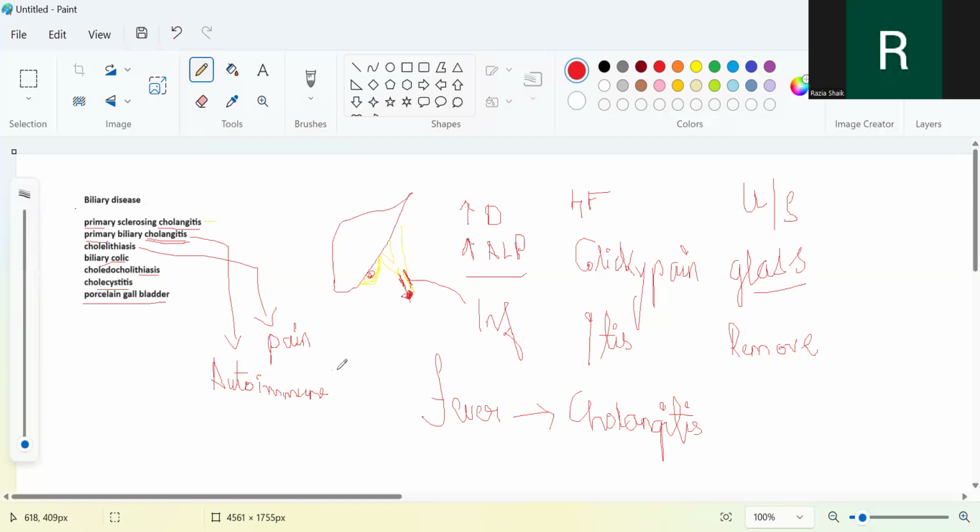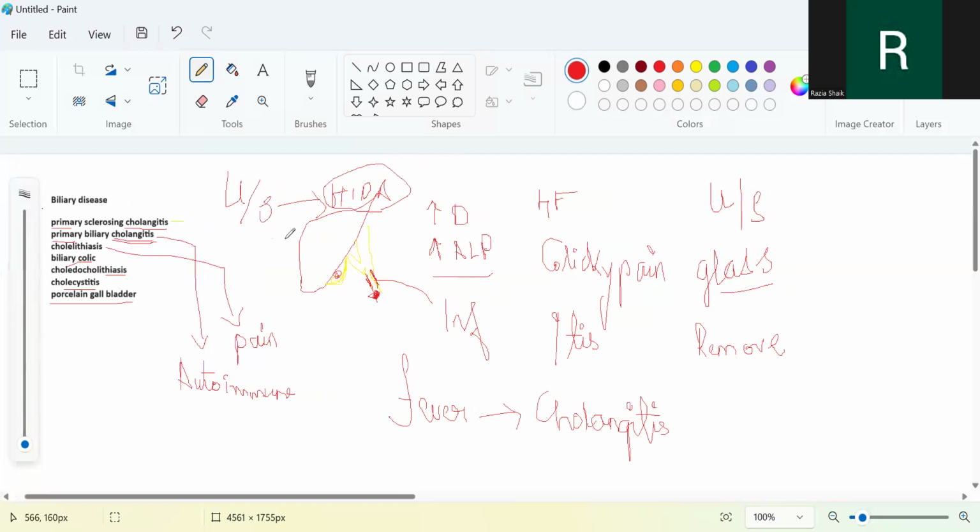Okay, so classically we start with ultrasound. If we don't see anything much on the ultrasound, we want to go ahead with a HIDA scan because this will be 100% sensitive and specific in ruling in the diagnosis, ruling in the obstruction. And remember, this is only for cholecystitis.